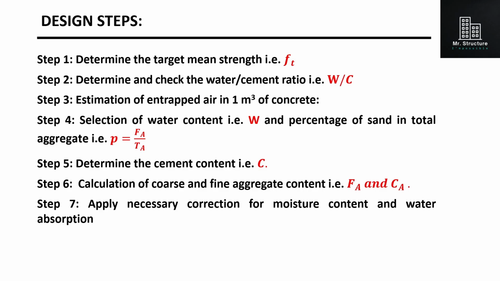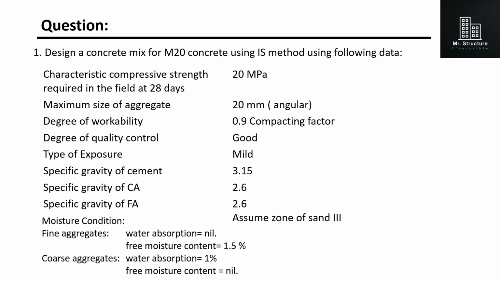Let's get into the problem and use these 7 steps to solve a given problem. You can see the problem on the screen. We are given the characteristic compressive strength of concrete required at 28 days. Characteristic strength is nothing but the value of compressive strength at 28 days which 95% of the samples are expected to exceed. In other words, no more than 5% of the samples can fall below the value of the characteristic compressive strength.